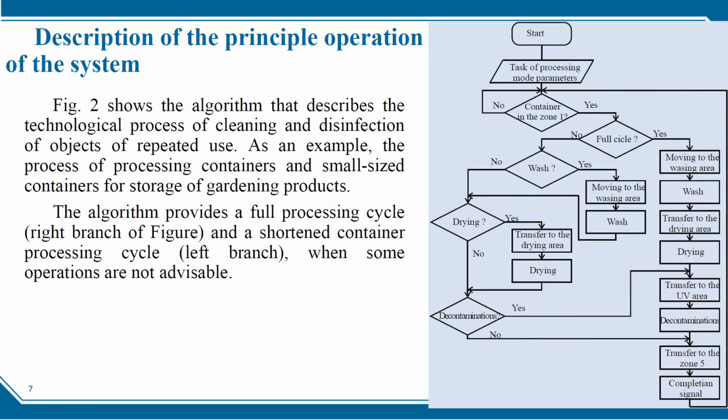On slide 7, description of the principal operation of the system. Figure 2 shows the algorithm that describes the technological process of cleaning and disinfection of objects of repeated use. As an example, the process of processing containers and small-sized containers for storage and gathering products. The algorithm provides the full processing cycle and the shortened container processing cycle, the right branch and the left branch, when some operations are not advisable.